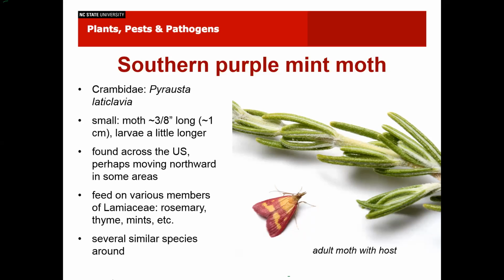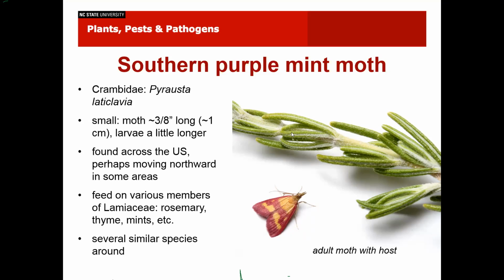basically they're around more. So again, these are small moths, about 3/8 of an inch, about a centimeter long. The larvae are a little bit longer. They're found across the U.S. and native here, and they feed on various Lamiaceae, so rosemary, thyme, mints, etc. There are several similar-looking species in the genus Pyrausta around.